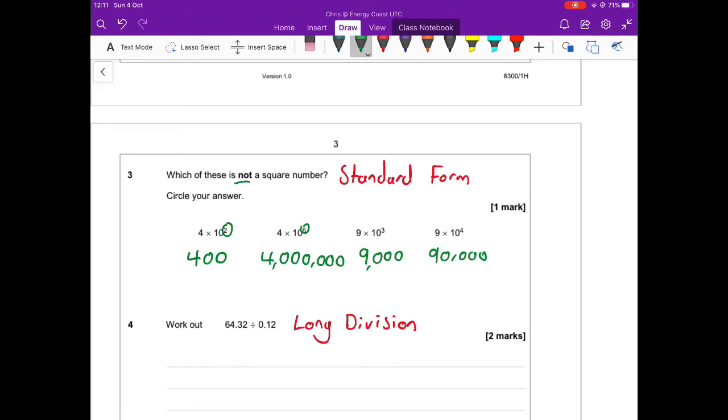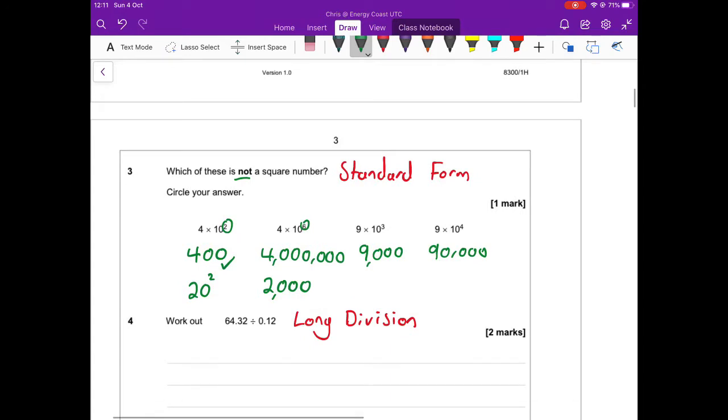What I'm after is which of these can you not square root? So I'm going to go through them in turn. The first one I know is 20 squared, so that one I can square root. Next one, it would be 2,000 squared. You can just play around with these numbers. I know it's going to be 2 because the square root of 4 is 2, and then work out how many zeros you need. That would be 2,000 squared.